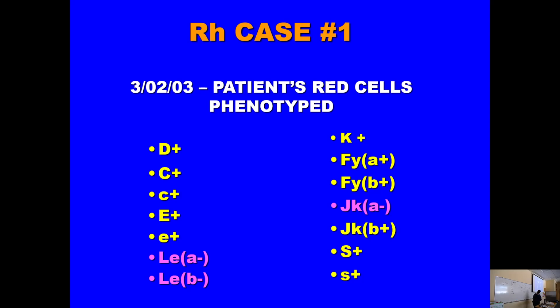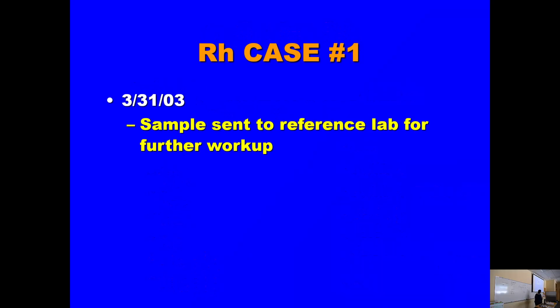Lewis A negative, B negative, so we don't worry about those antigens. JK A negative, don't worry about those antigens. We do worry about those antibodies, because you develop the antibodies for the antigens you don't have. This is all Greek to you right now. Starting next week, we'll get into the other blood group systems, and you'll start understanding these more.